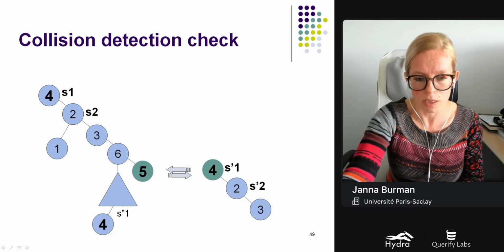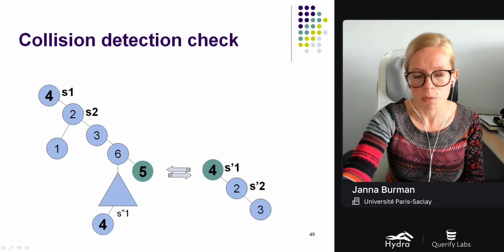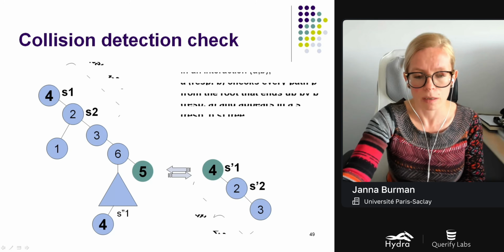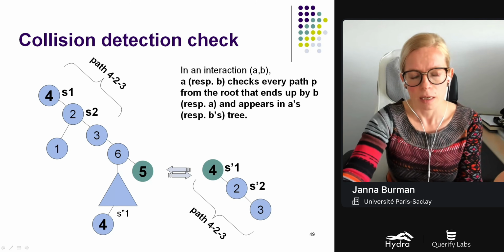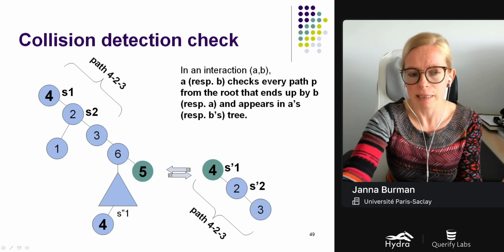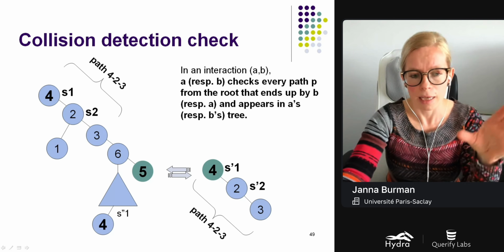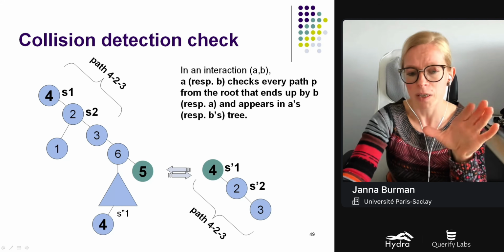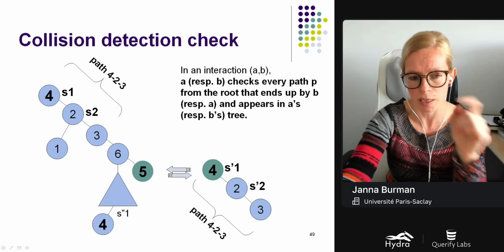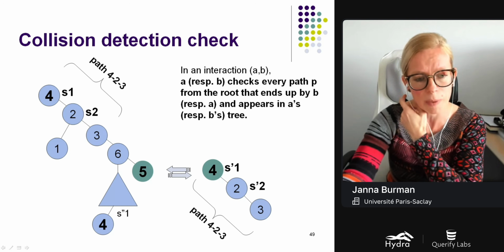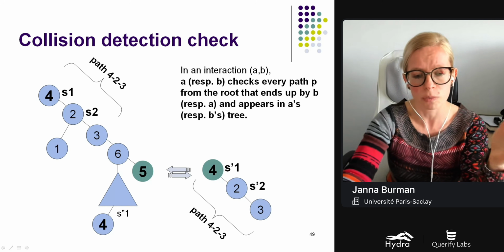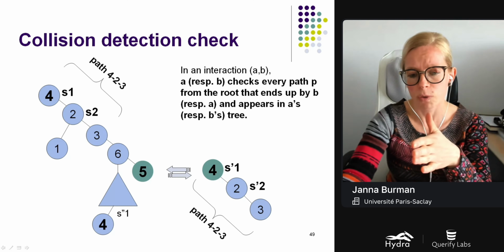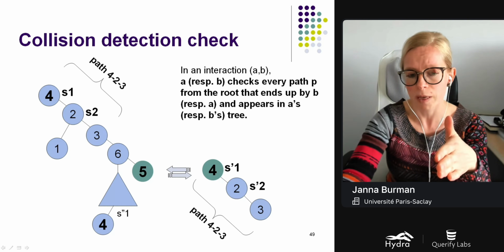So assume we have these two agents 5 and 4. What 5 will do, asymmetrically to 4, of course, is check all the leaf to root paths that end with 4, and it will take in such paths the sub-paths that also appear in the tree of 4. So I noted such a path from 3 to 4, and 5 will check whether S1 equals S prime 1, whether S2 equals S prime 2.